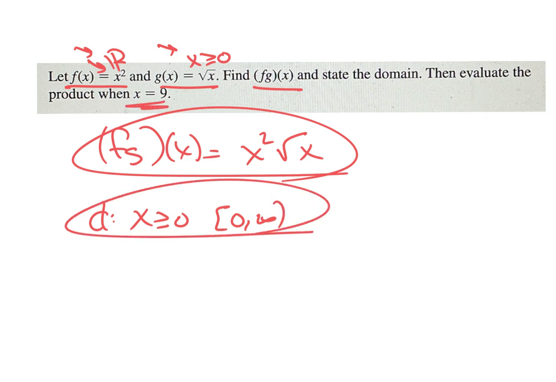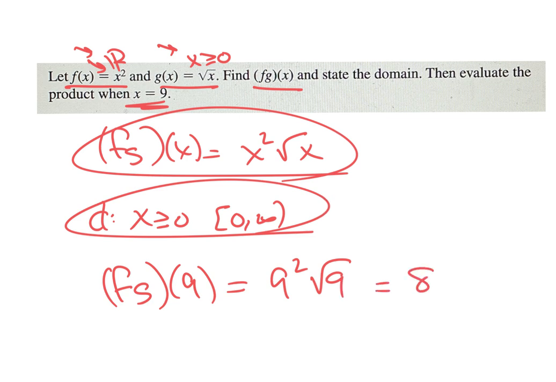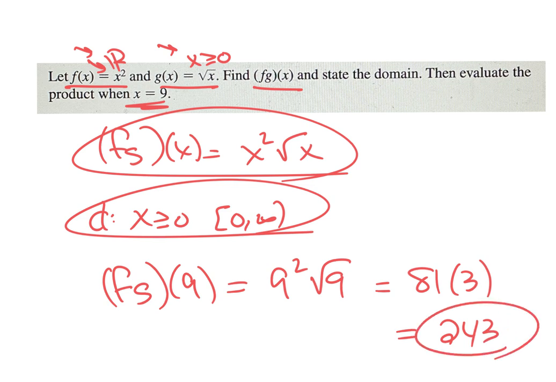Then we want the value when x is 9. So I'm going to plug in 9. The notation, I haven't really done this, but the notation really looks like that. So it would be 9 squared times the square root of 9. 9 squared is 81. Square root of 9 is 3. Everybody knows 81 times 3 is 243. And you got it. Let's go one more.